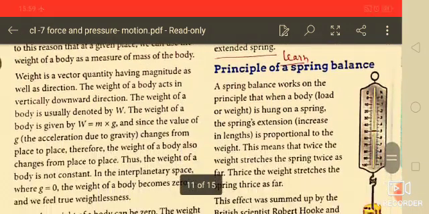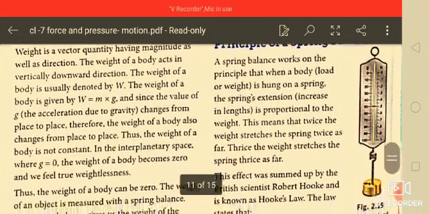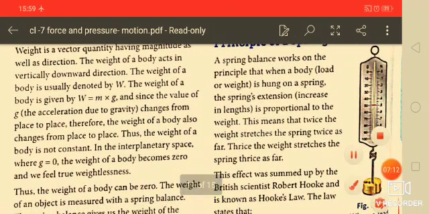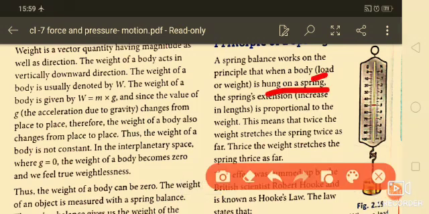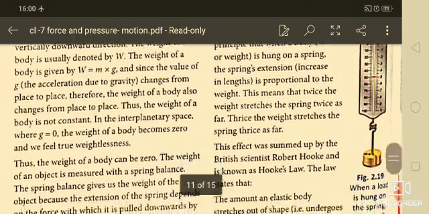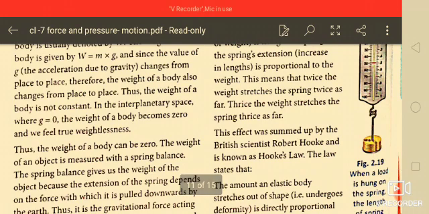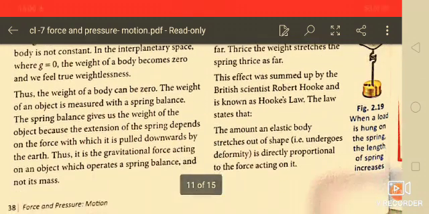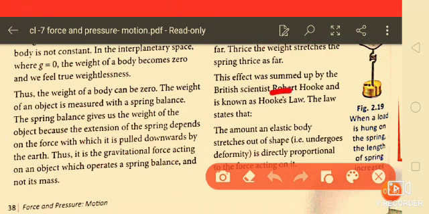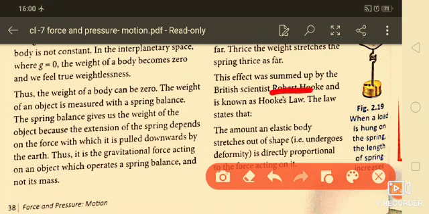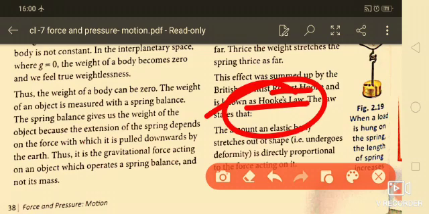Next topic is the principle of the spring balance. A spring balance works on the principle that when a body is hung on a spring, the extension of the spring is proportional to the weight, and finally we will find the weight. This means that twice the weight stretches the spring twice as far, and thrice the weight stretches the spring thrice as far. This effect was summed up by the British scientist Robert Hooke, and it is called Hooke's law.